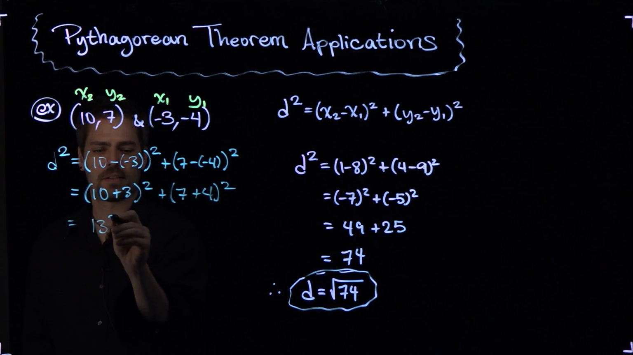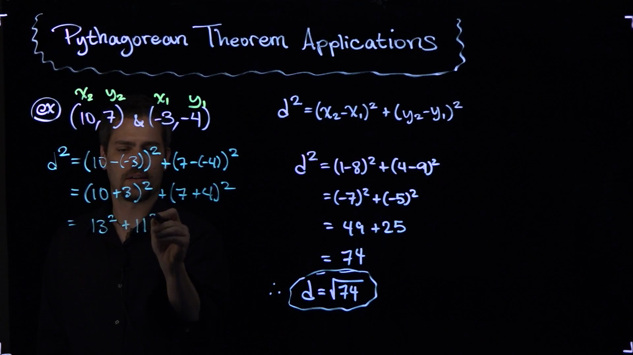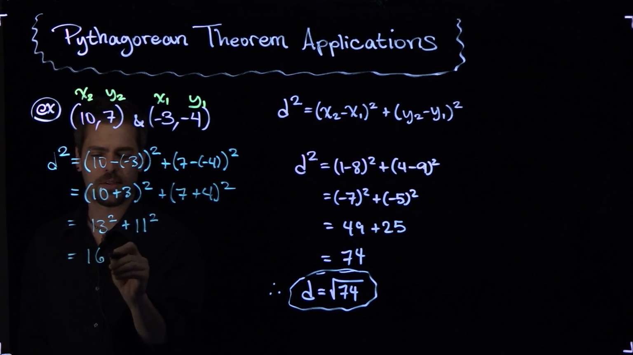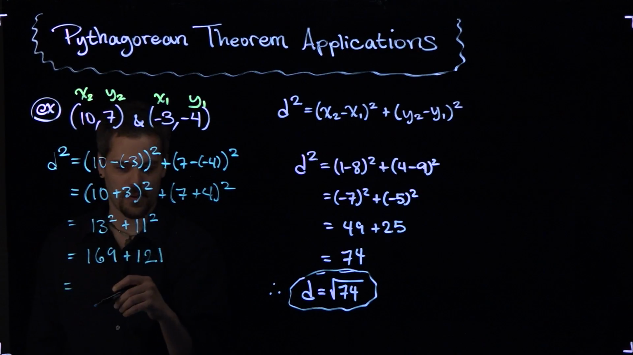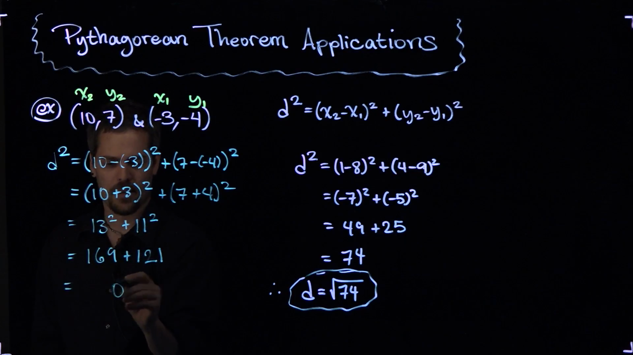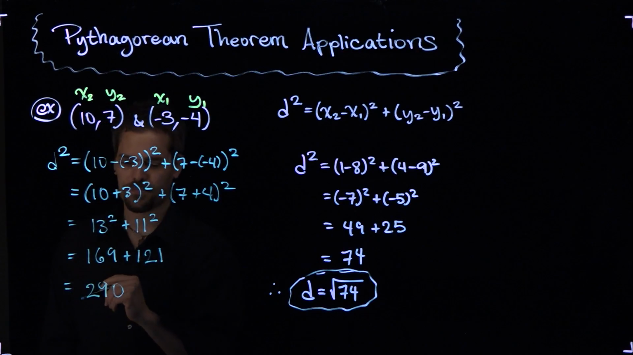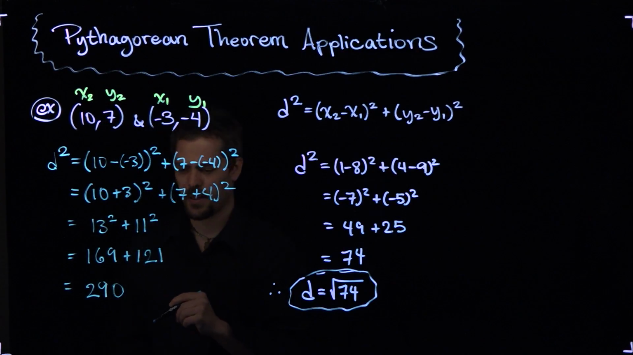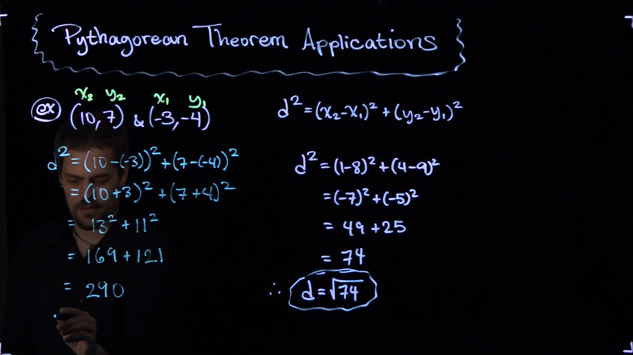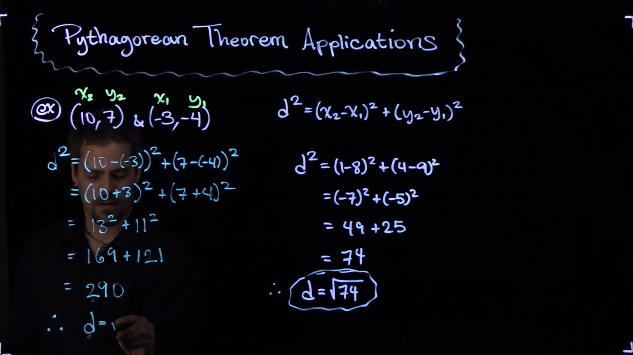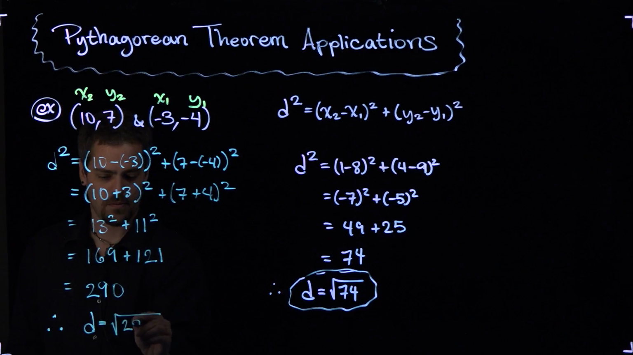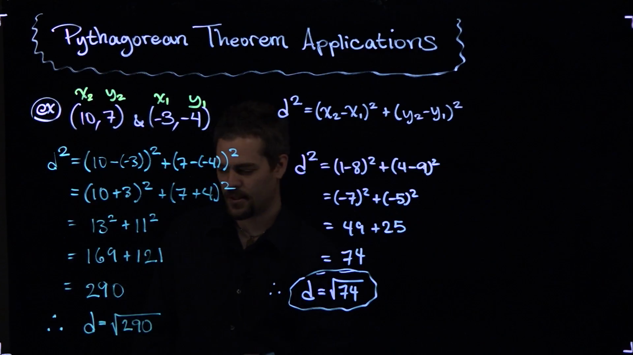This gives me 13 squared plus 11 squared, which is 169 plus 121. And these numbers get too large for me. What's that give me? 9 and 1 is 10, carry the 1, 8 and 9 is 17, 1 and 1 is 2, so 290. So d squared is equal to 290. And then I take a quick square root, and say therefore, d is equal to the square root of 290. Now, I'm not sure if 290 simplifies at all.